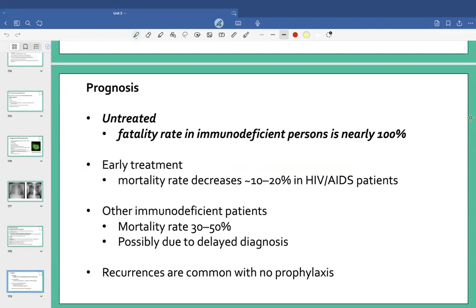Have to treat this. Early treatment is better. It reduces the mortality in 10 to 20% of our HIV patients. And other immunodeficient patients, their mortality rate still is about 30 to 50%, probably because of delayed diagnosis and not being sure exactly what's causing their symptoms. There are recurrences with no prophylaxis. So again, treat prophylactically those patients, especially with immunocompromised statuses.